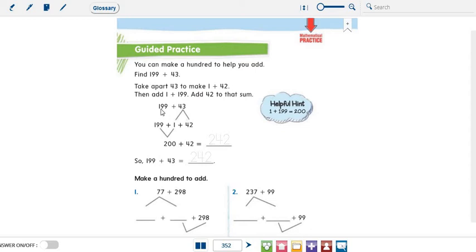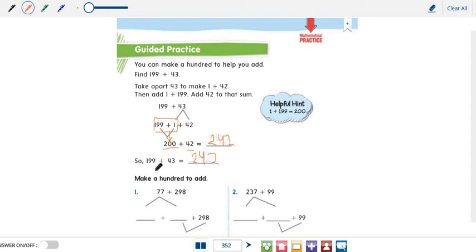Since we need 1 to add to 199 to make 200, we have to break apart number 43 to 1 and 42, because 43 minus 1 equals 42. And then we will add 199 plus 1, that's equal to 200. The last step is to add 200 to 42. That's equal to 242, simply. And the final answer, of course, is 242 when we add 199 plus 43.